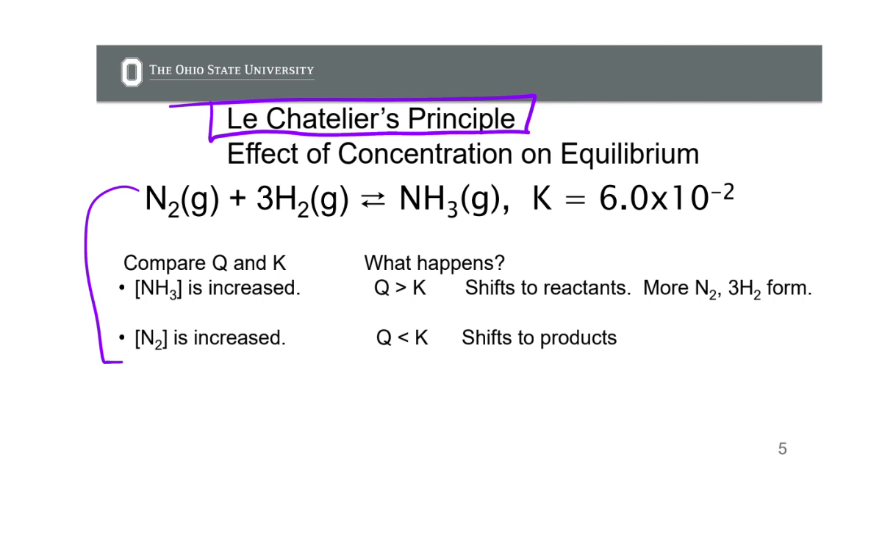So we're going to say what happens if we increase the ammonia concentration. Okay, so we're increasing the concentration of product. That's going to make our Q larger than K, and so we're going to form more reactants, which means we form more N2 and more H2 in their stoichiometric proportions. If we increase one of the reactants, Q is going to be less than K, we're going to form more products.